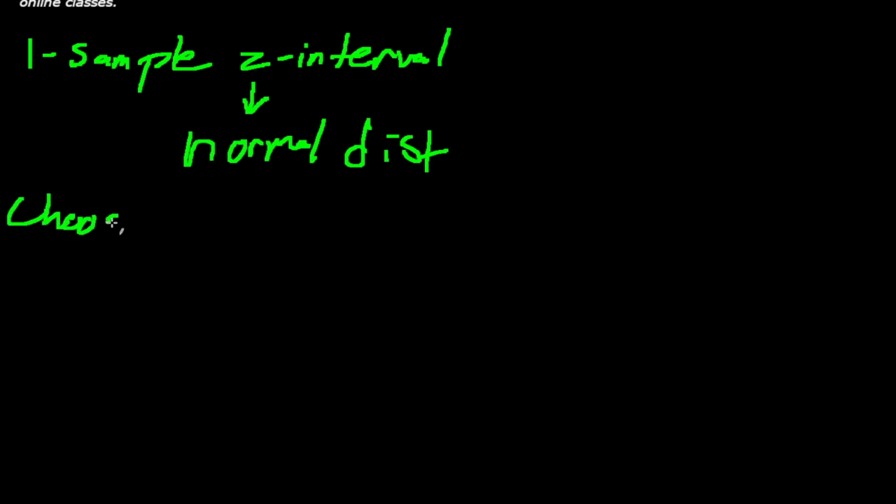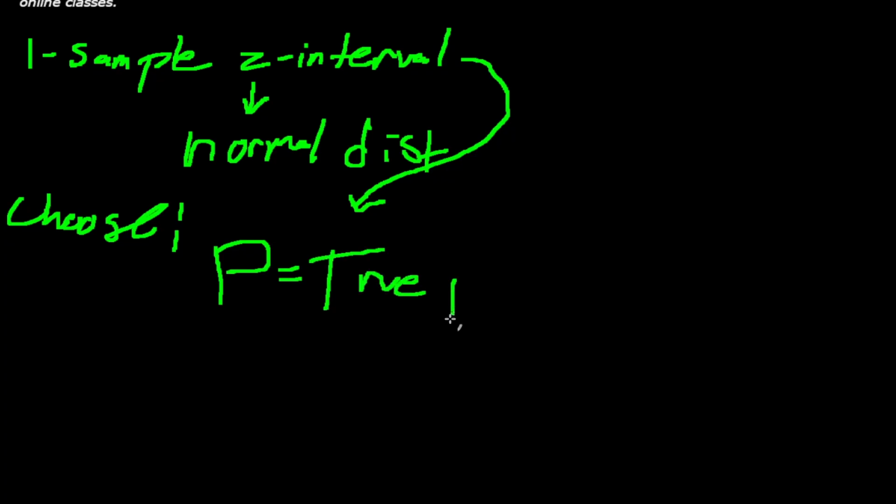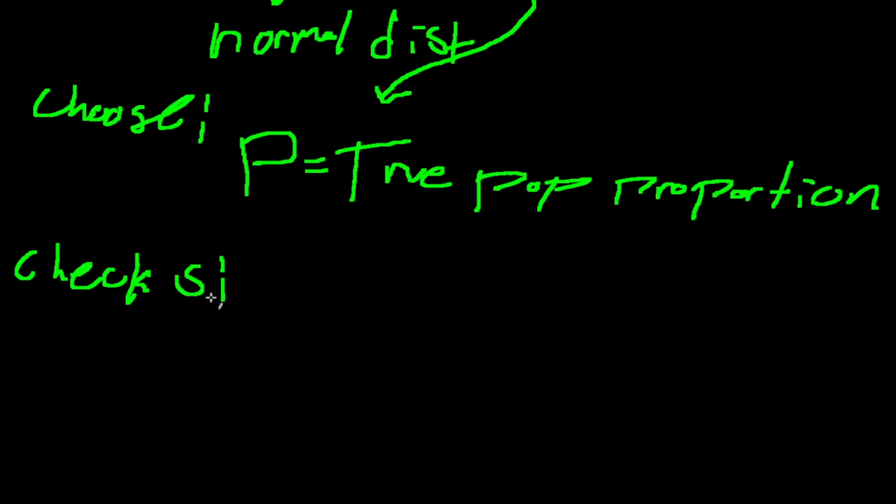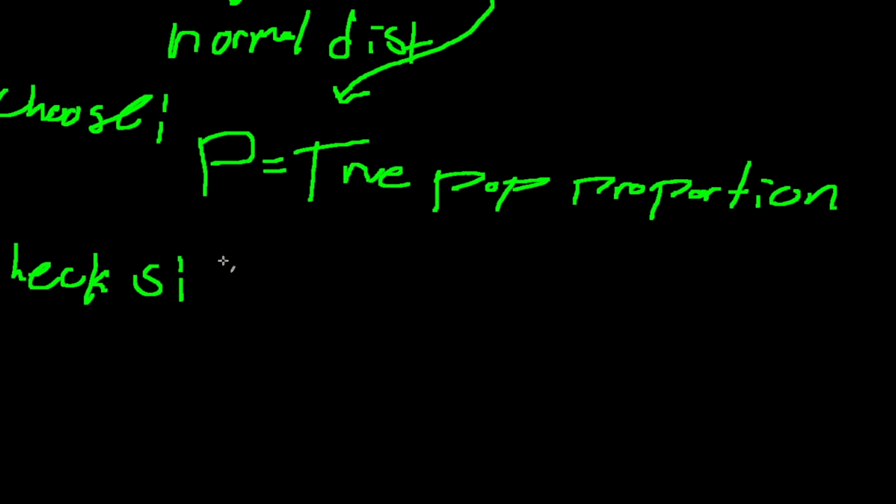So first, we have to start with choose. We already sort of chose a one sample z interval, but now we're going to need to define the parameter of interest. So that's going to be p. P is going to equal the true population proportion for students that prefer online classes. Next, we're going to need to do some checks. Why are we going to need to do these? To make sure that this test is actually going to find an interval that we can make generalizations about.